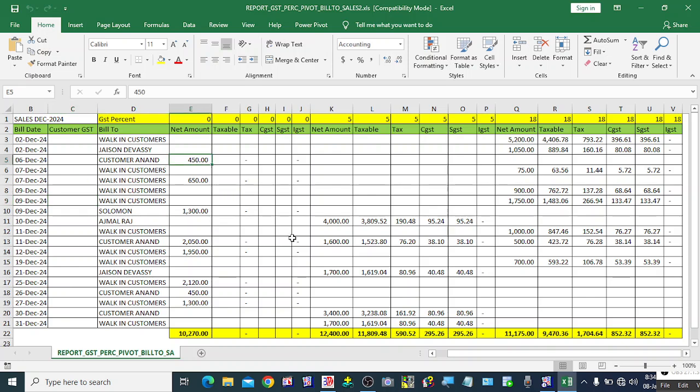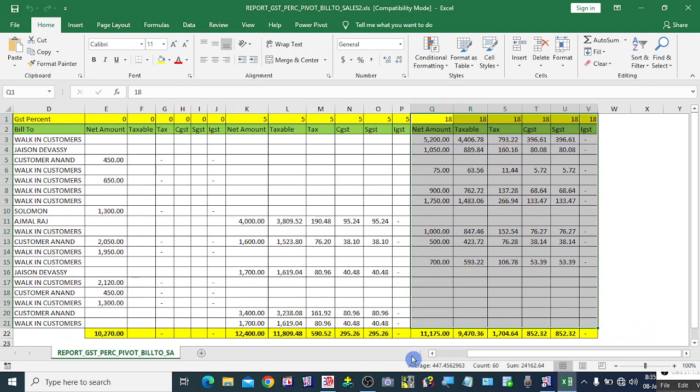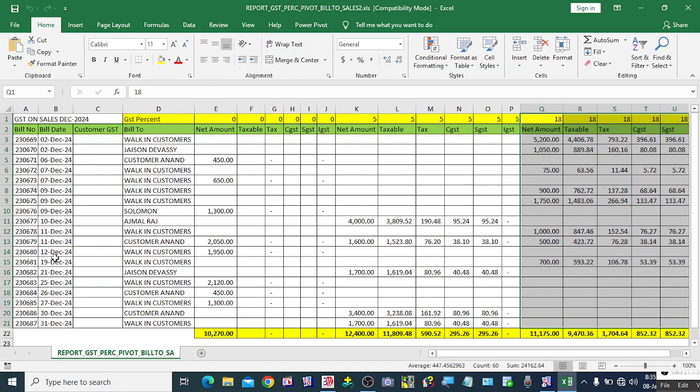Here you can see in 0% how much is the amount, under 5% how much is the total, in 18% how much is the total. So based on the GST tariff, the system will automatically generate a pivot report. Here on the leftmost side, you can see the bill number. This report you need to forward to your auditor for monthly GST filing.